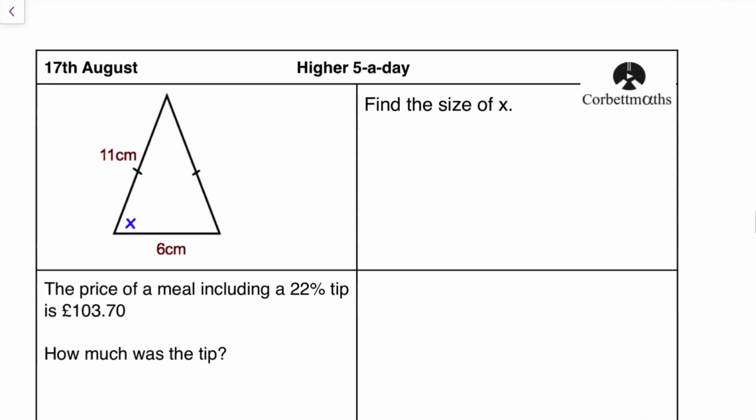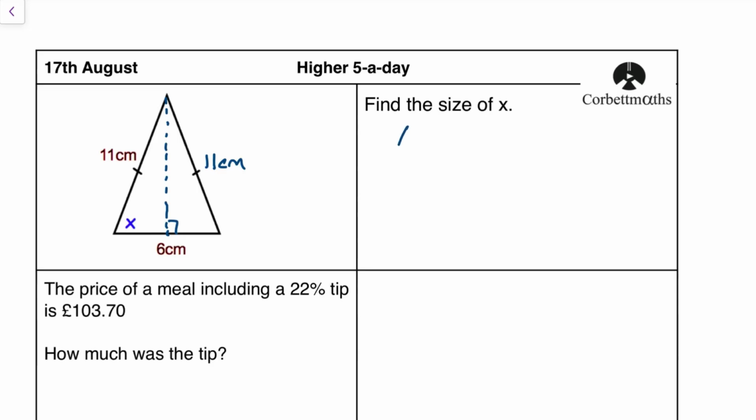So the first question gives me a triangle. Notably, it's an isosceles triangle. And then it says, find the size of x. Now, I was actually a bit confused there, but of course I've realised if I drop a perpendicular down here, then actually it's just a right angle triangle, isn't it?